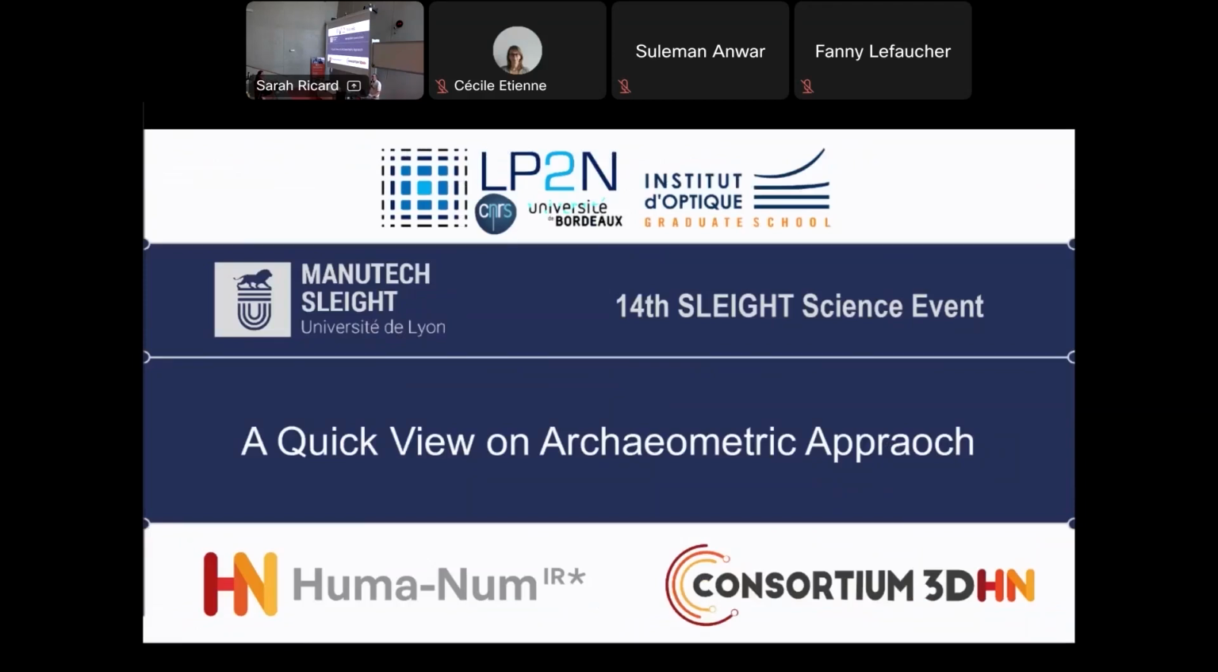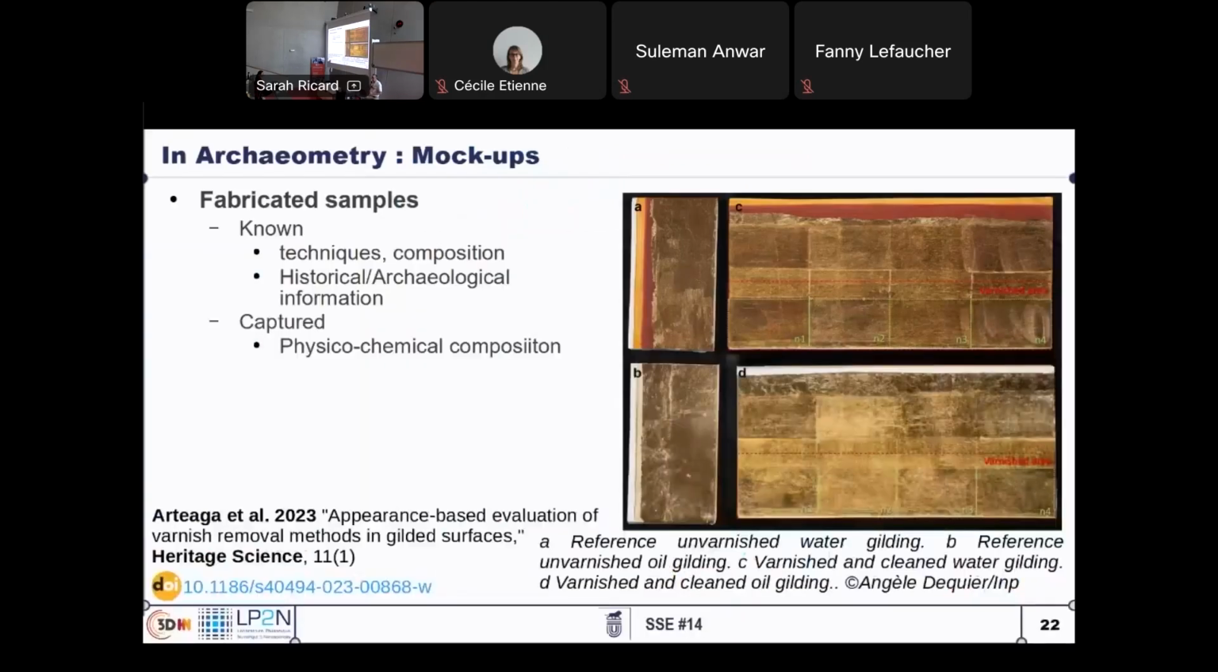Because in order to study ancient artifacts in archaeometry, they are using a lot of mockups. Let's talk about this in the previous presentation. So mostly it's fabricated samples with known techniques and composition, and with these we can have correct historical and archaeological information. We can do a dense acquisition on these samples, and this gives a reference that we can apply and compare with for other techniques.